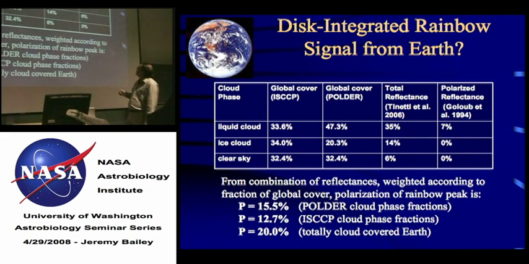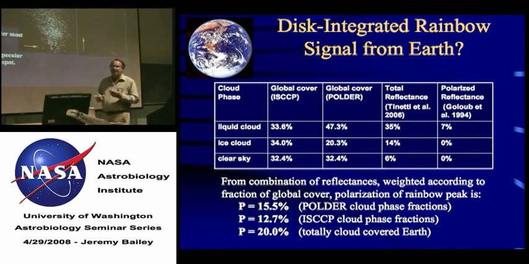Total reflectance from the work of Giannetti et al., and the polarized reflectance from the rainbow according to the multiple scattering models I showed earlier from Golub et al. And if you combine all this together, you get a global signal of something between 12.7 and 15.5% for the two different cloud models. If the Earth was totally cloud covered, you get a 20% signal. So these are reasonably large polarizations that should be possible to observe.